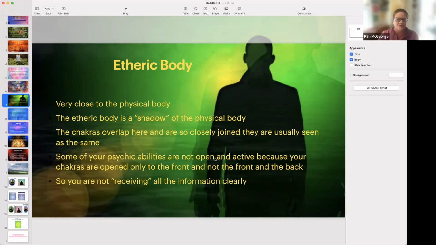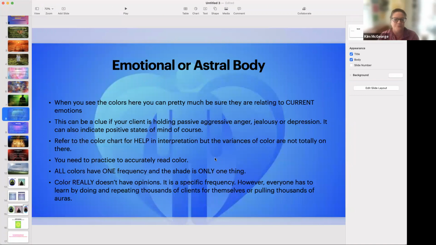Okay, emotional or astral body. When you see the colors here, you can be pretty much sure, and this is a whole other complicated talk, that they're relating to current emotions. I very rarely ever see any aspect of it only refer to past emotions. So if colors are coming up in these bodies, they're current, they're what they're dealing with right now, what you're dealing with right now, your pets, your houses, whatever you guys are scanning.